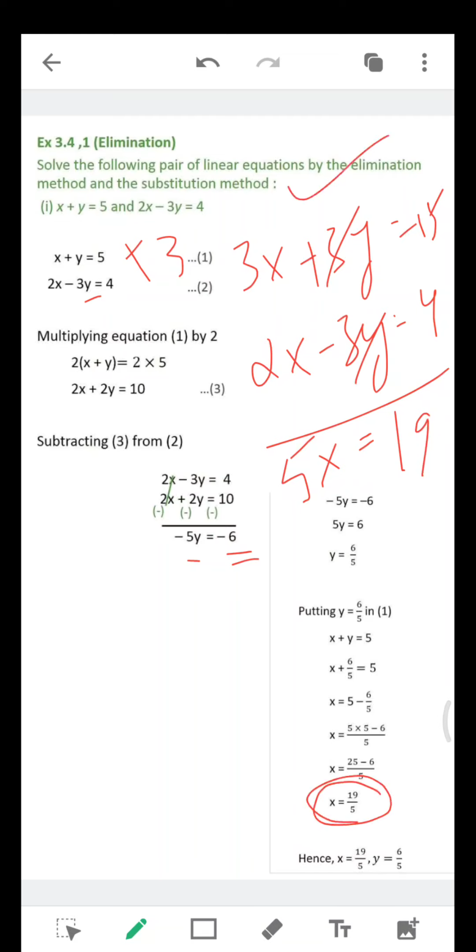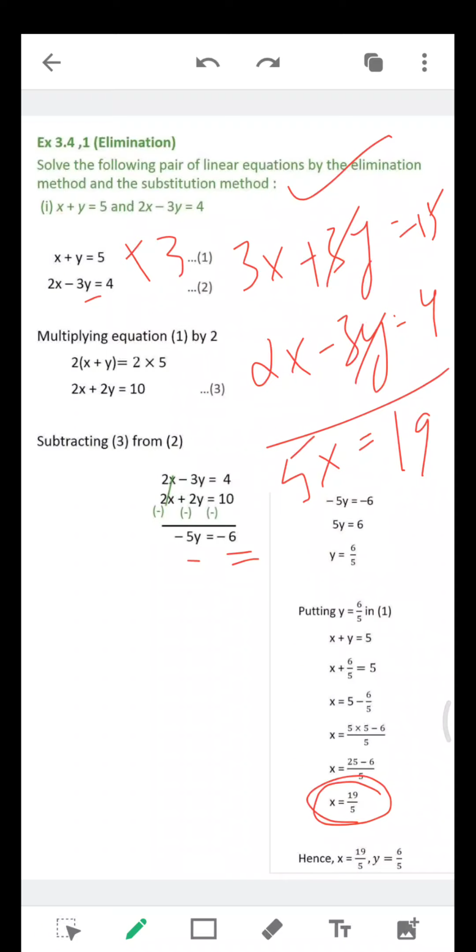So if you go in this way, you will get the x value first, and if you go in this way, first you get the y value. So both the ways are correct. You can go any way. First you can eliminate x, find the y value, or first you can eliminate y, find the x value. Both the ways are correct.